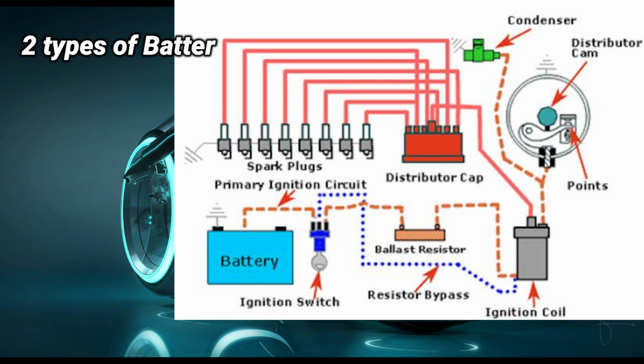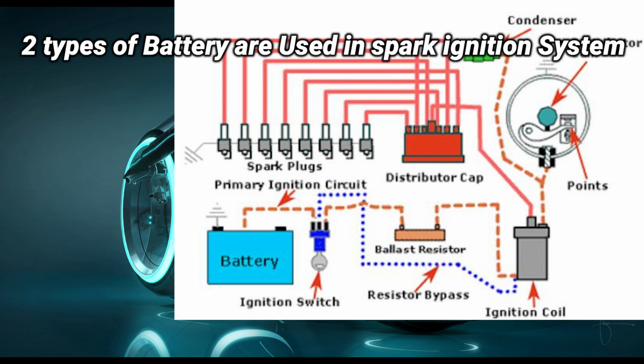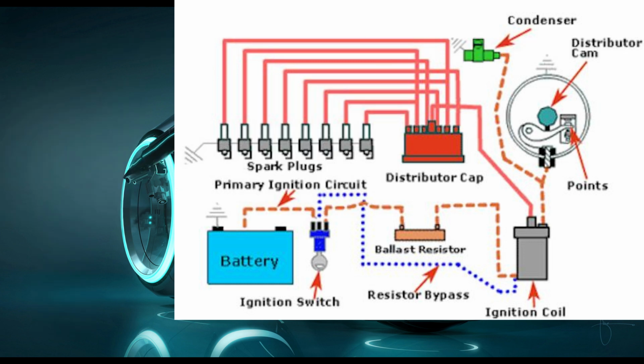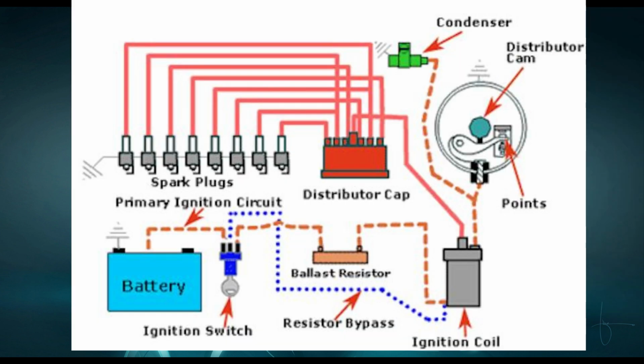Two types of battery are used in spark ignition systems: the lead-acid battery and the alkaline battery. The first one is used in light-duty commercial vehicles and the other one is used in heavy-duty commercial vehicles. It is connected to the primary side of the ignition coil. The battery is further connected to the ignition switch, which is used to turn the ignition system on and off. The battery is connected to the primary winding of the ignition coil by the ignition switch and ballast resistor.